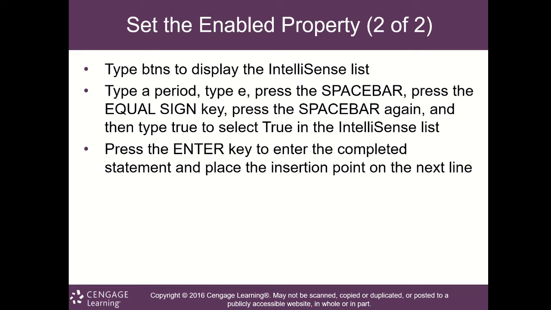So type buttons to display the IntelliSense list. I'm talking about, you have to go inside the code and do these things. And then type a period, type E, press spacebar, press the equal sign key, press spacebar again, and then type true to select true in the IntelliSense list. Press the enter key to enter the completed statement and place the insertion point on the next line.